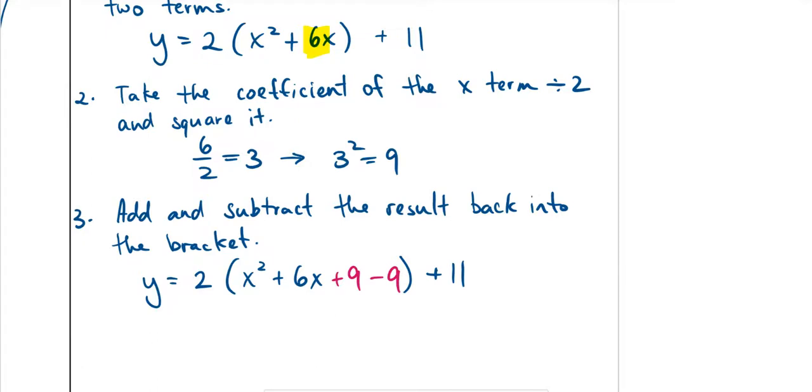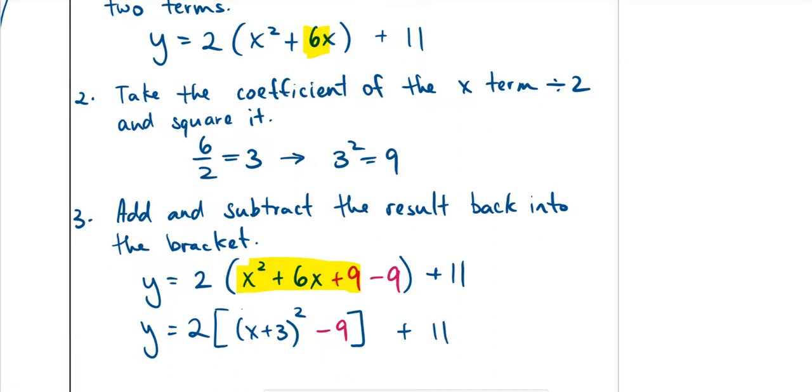Then you recognize that these three terms inside the bracket make up a perfect square. Okay, x squared plus 6x plus 9 can be written as, let's write it like this. So y equals 2 times square bracket x squared plus 6x plus 9 is x plus 3 squared. I still have a minus 9. Let's close the square bracket, and you have plus 11. So just remember these square brackets, where they come from, these are just these round brackets that become the square brackets because I'm creating new brackets inside.